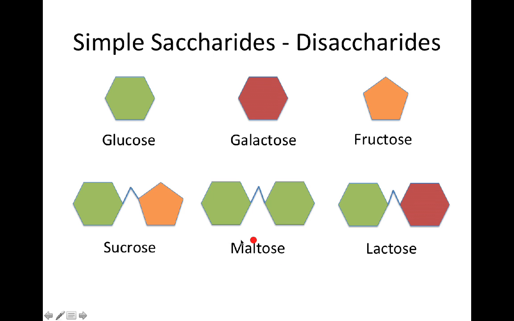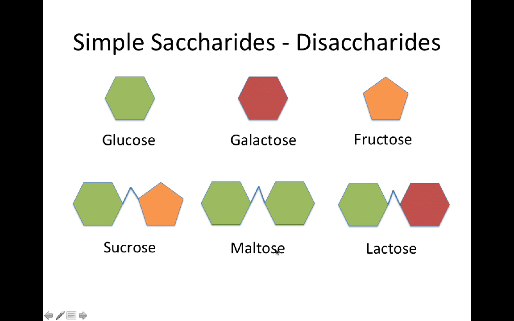Maltose, as in malt extract, also forms as starches get broken down. So this is two glucose units put together. And then lactose, the milk sugar, is going to be a glucose unit, and this is really where the galactose comes into play, as part of the lactose molecule.